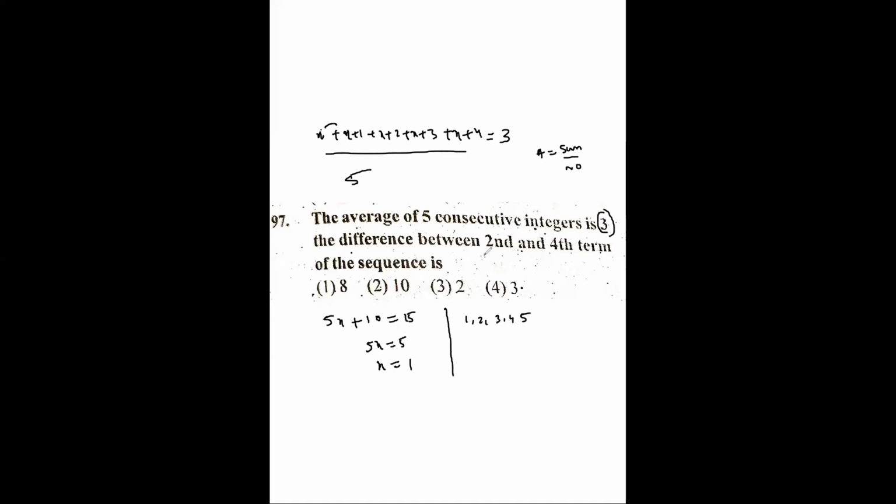They have asked us to calculate the difference of second and fourth term. So we need to take the difference of fourth and second term. So 4 minus 2 will be equal to 2, and option 3 will be the right option.